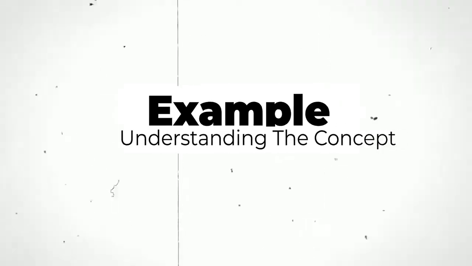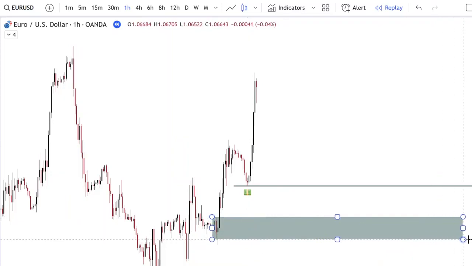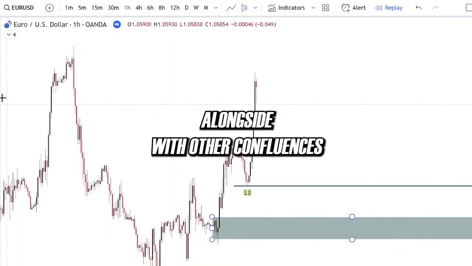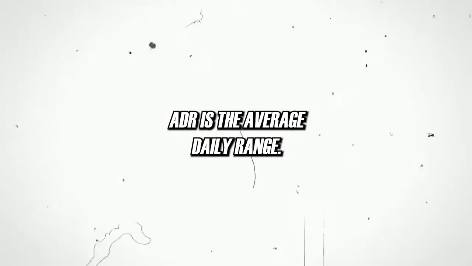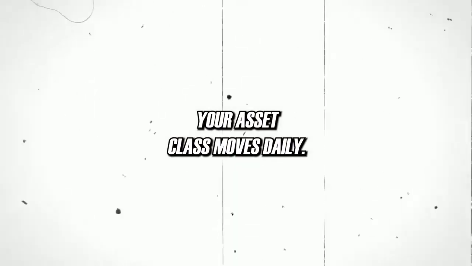So let's take a look at this hypothetical example. Let's say in 2021, you were trading Euro USD, and your strategy was based on the 1 hour order block alongside with other confluences. But in 2022, the strategy no longer works, and that's because of the ADR. ADR is the average daily range. It's the average number of the amount of points your asset class moves daily.